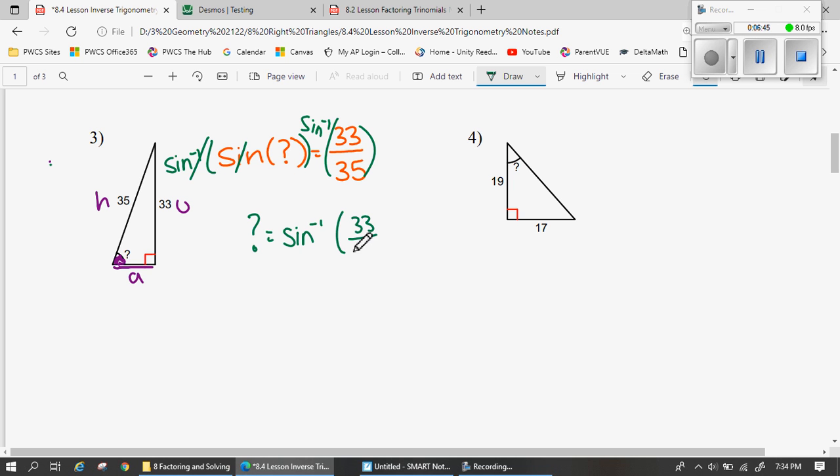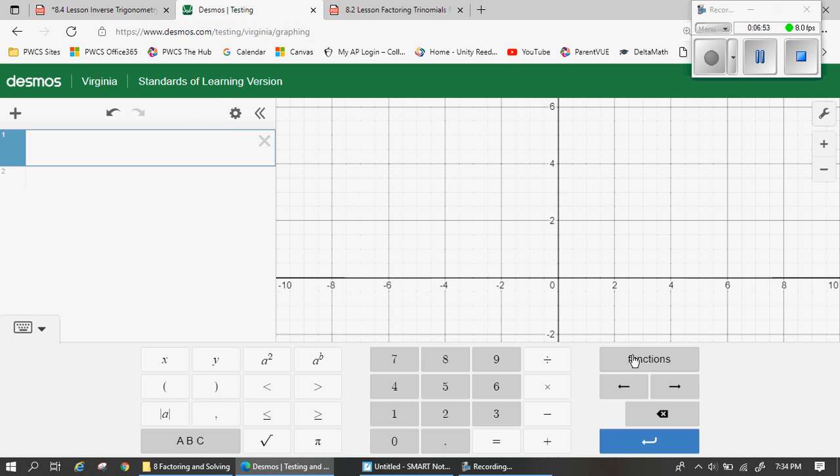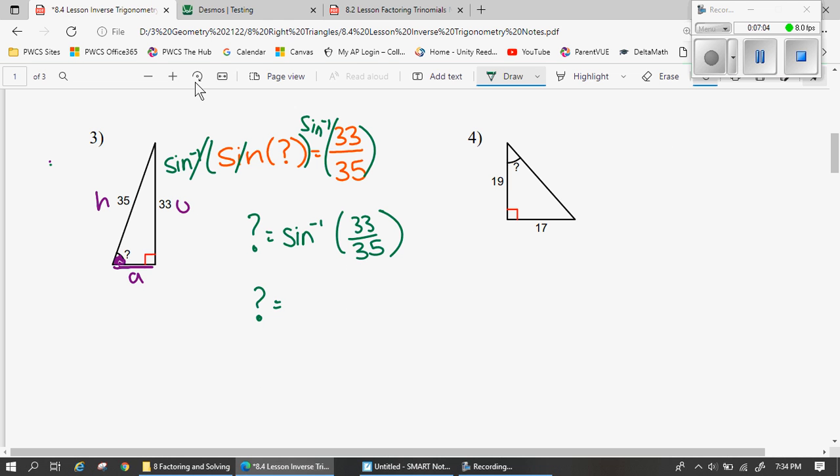And now we have something that we can put into our calculator to get an angle measure. So again, functions, sine inverse, 33 divided by 35, and we'll get, I'll say 70.5 degrees.